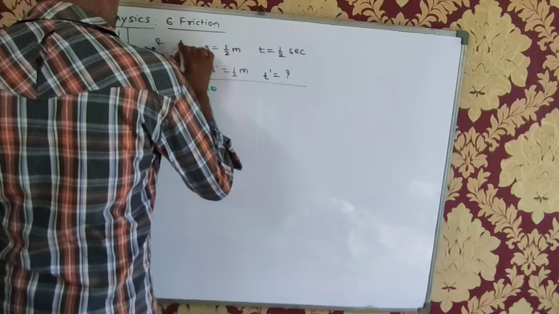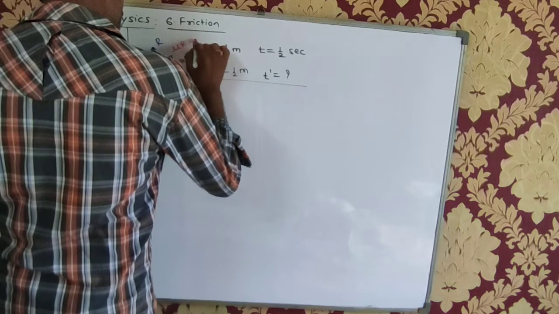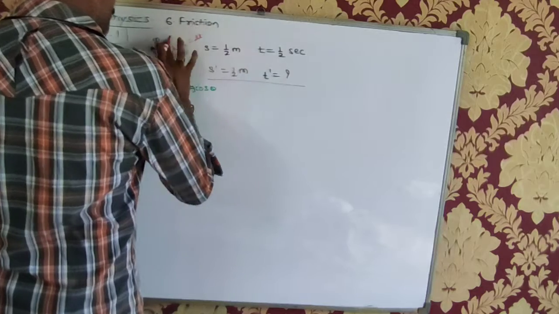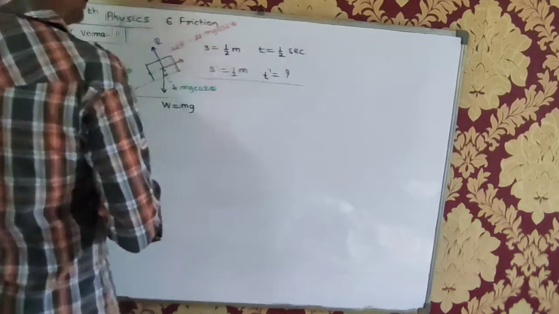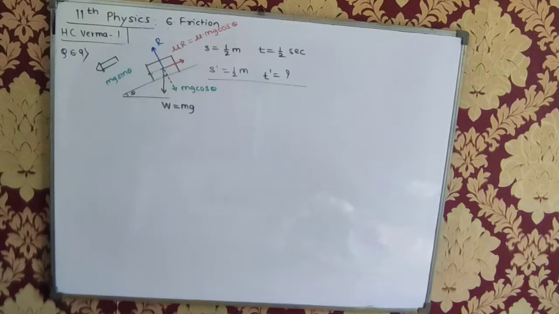So this will become mu times the normal reaction. Now this is mu times what? R is equal to mg cos theta. Correct? Yes. R is equal to mg cos theta. This is what we get there, isn't it? Yes.